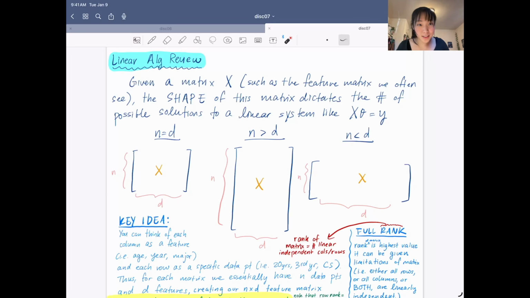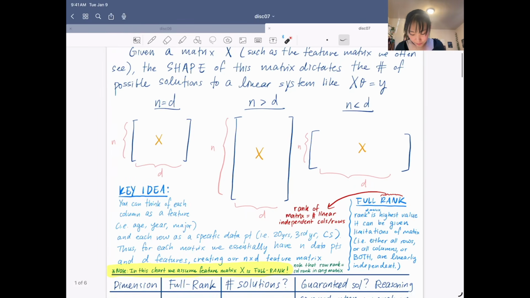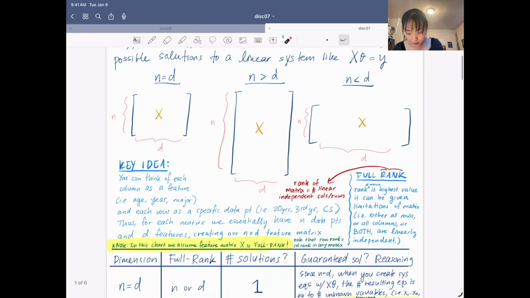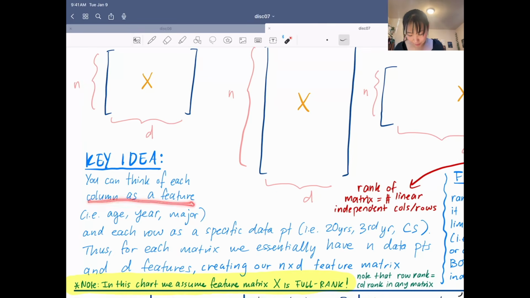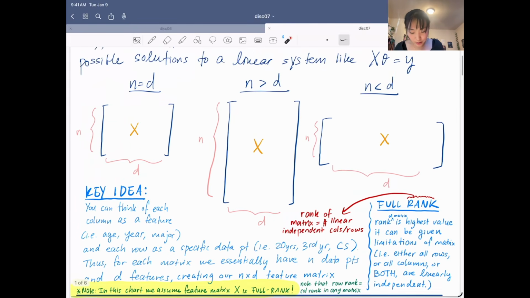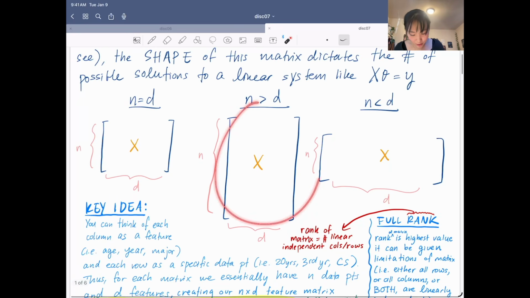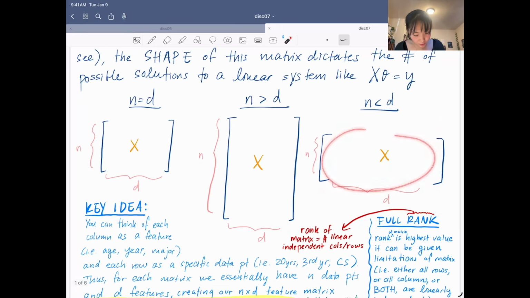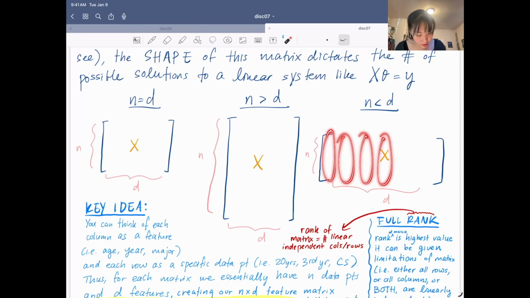And so what is the significance of all of this? Well, first I want to give you a key idea. Remember that X, we can think of it as a feature matrix when we're looking at matrices within the context of machine learning. And a key idea here is you can think of each column as a feature. So if this was your entire data set, you can think of each of the d columns as a feature.